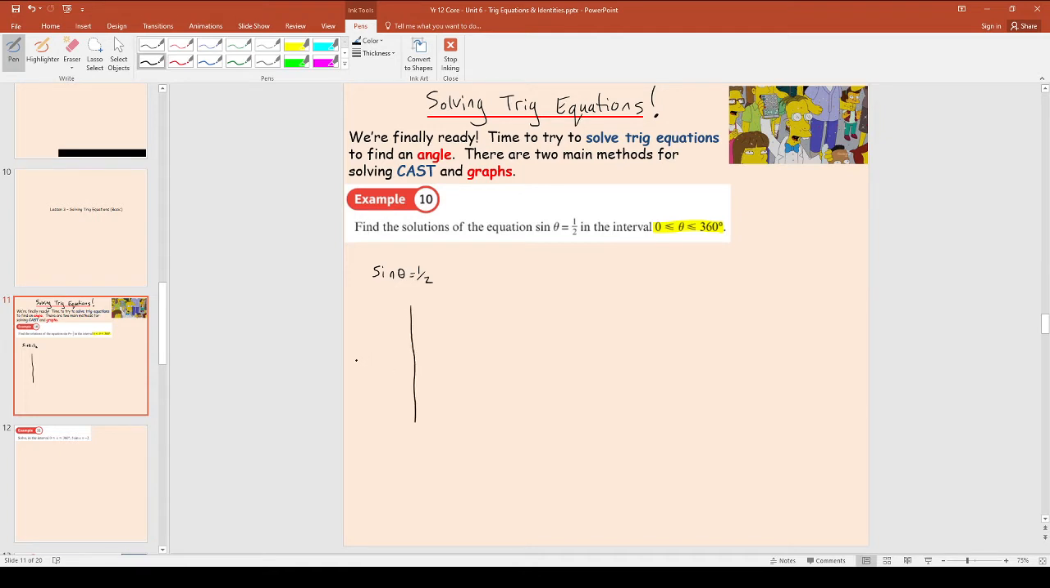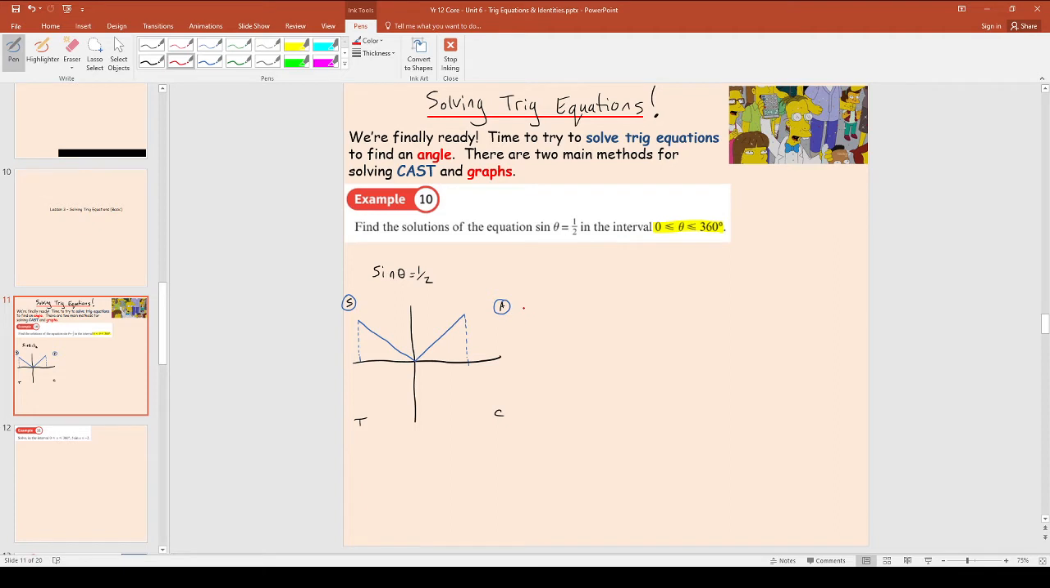Cast method is this. Start by drawing just a little axis. It doesn't have to be enormous, but it shouldn't be tiny either. Label it CAST. Then look at your question really carefully. It's sine theta equals a half. Now that half is positive, so the answer to sine of an angle is positive. Where is sine positive? Here and here. So we're going to draw lines into those quadrants. Draw a big line up there, then drop it down to the horizontal, and draw a line into this one as well, and also drop it down to the horizontal. That's step one.